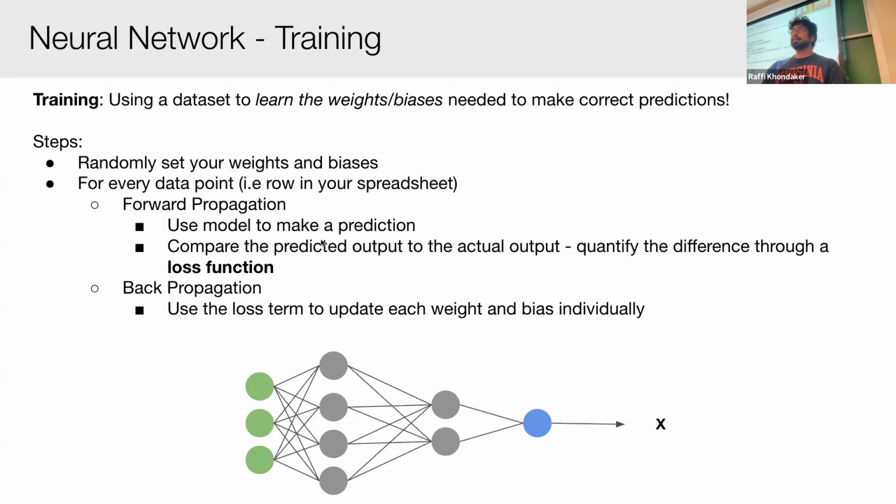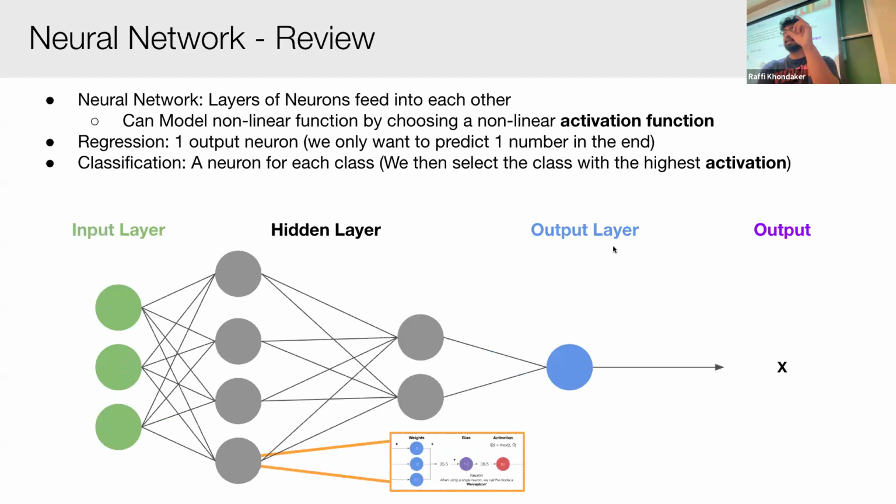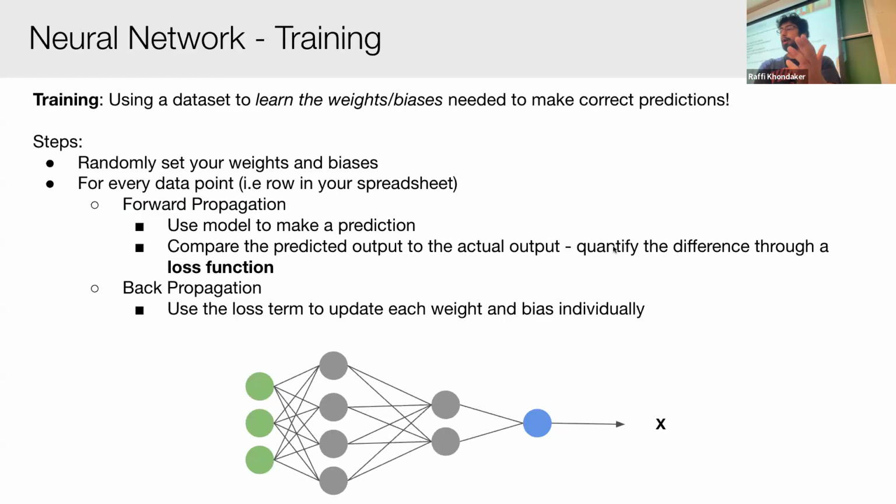There are ways to smartly randomly pick them that we'll cover in a future lecture, but we just randomly pick them. Then we take our data set and see how good our neural network is with our random values. For every data point, we do something called forward propagation. All forward propagation is, well, it's what we've been doing this whole time of taking an input and passing it through a neural network to get our output. Forward propagation is just taking input and trying to get an output from the neural network.